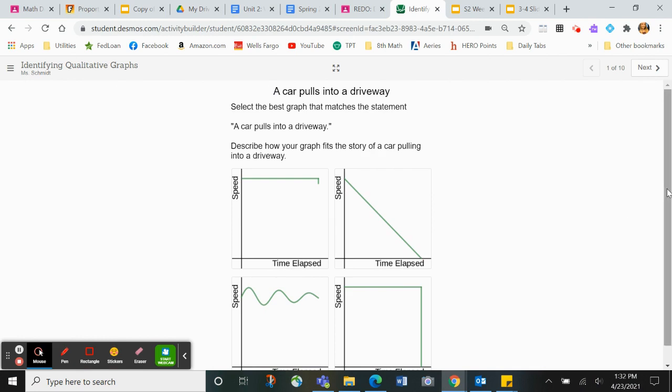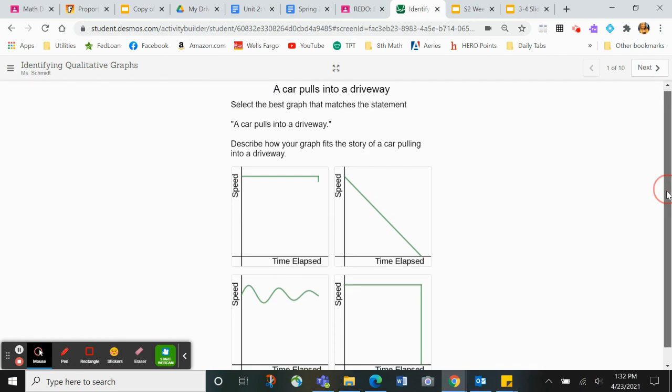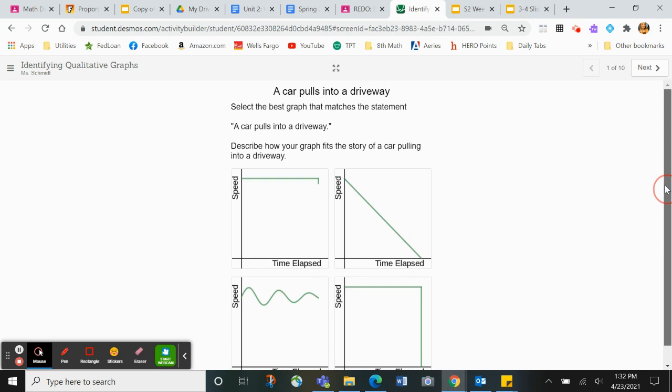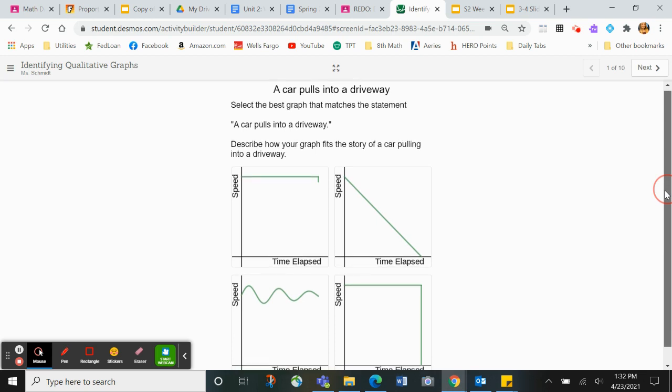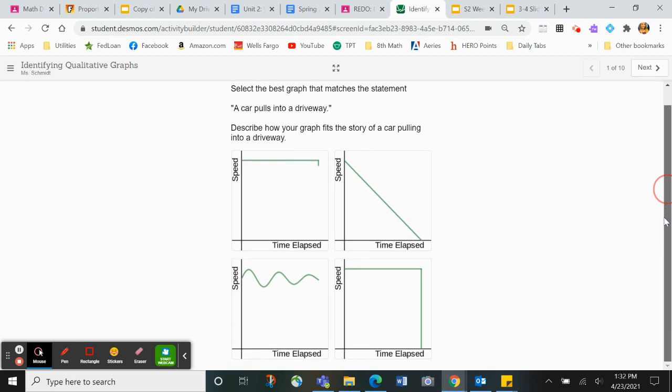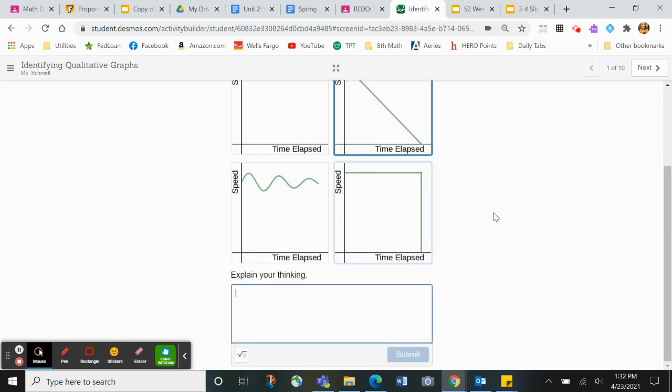So this is the Desmos assignment. It says a car pulls into a driveway. Select the best graph that matches the statement. A car pulls into a driveway. Describe how your graph fits the story of a car pulling into a driveway. So they would look at the graph choices, and if they chose this graph, they have to explain their thinking.